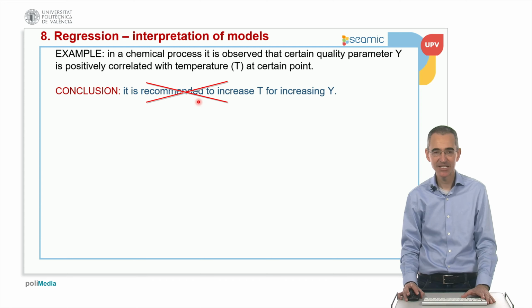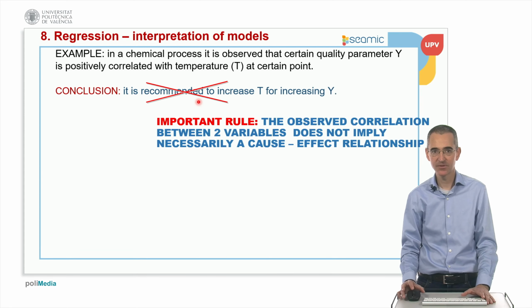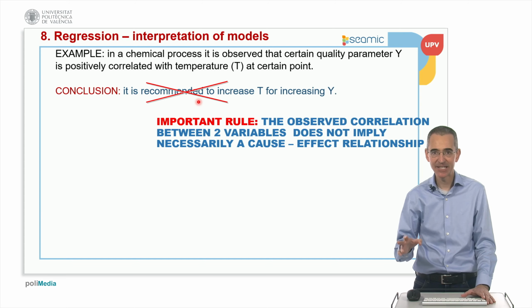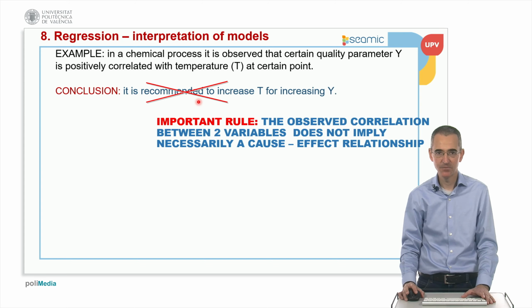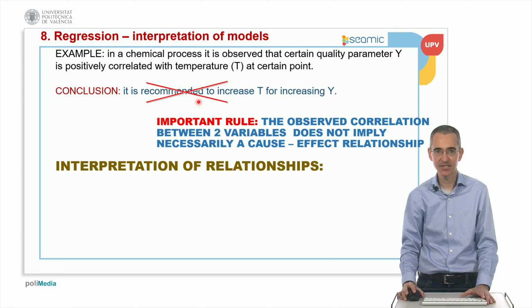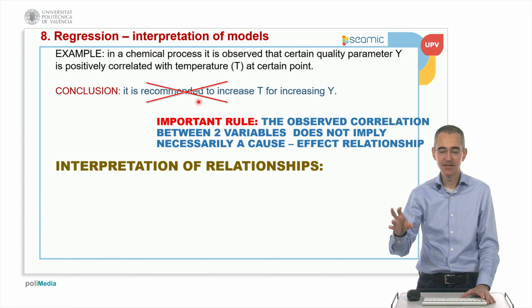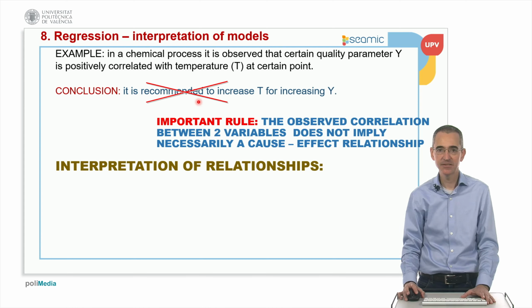And the reason is exactly the same as in the previous slide. So the rule is that the observed correlation between two variables does not imply necessarily a cause-effect relationship, okay? And this is important. So basically the idea is the same as in the previous slide. So when we have correlation, positive or negative correlation between two variables, that interpretation can be based on different reasons.